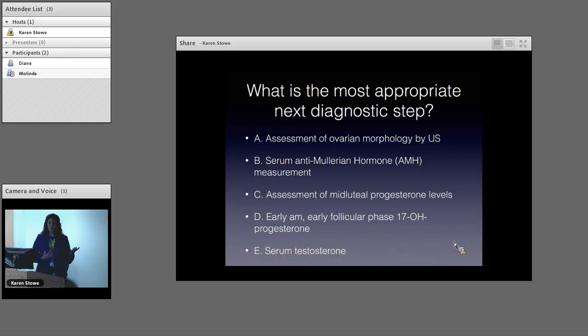She has type 2 diabetes. She's at higher risk of cardiovascular disease. She's at very high risk of obstructive sleep apnea, non-alcoholic fatty liver disease, as well as depression. So all things to be considering when evaluating these patients.